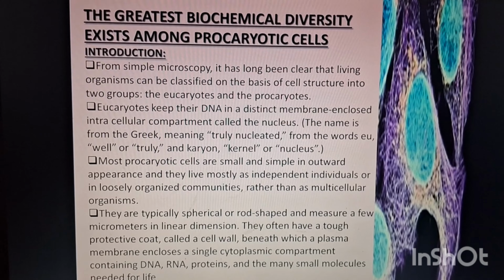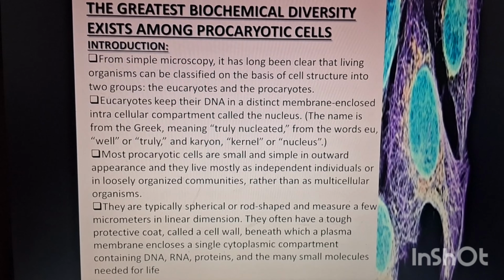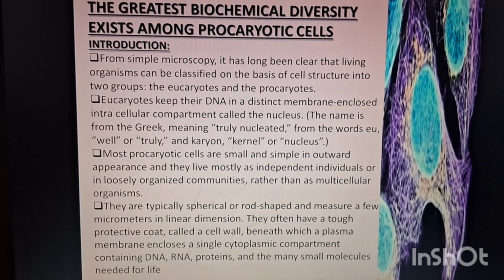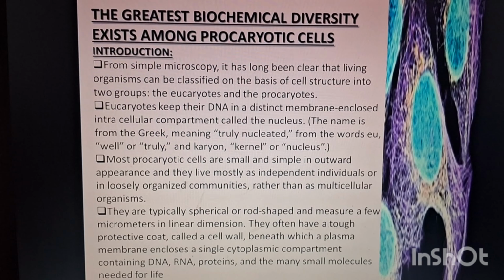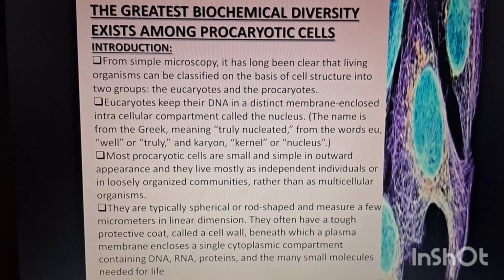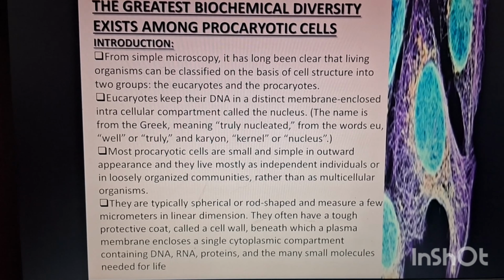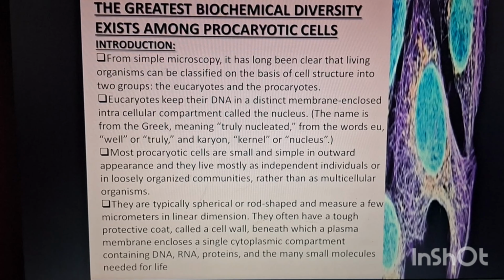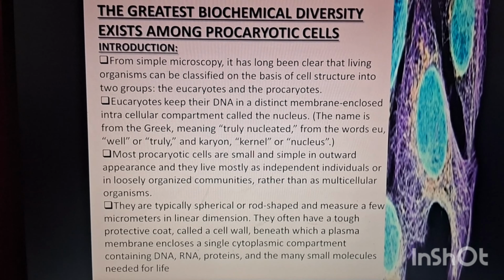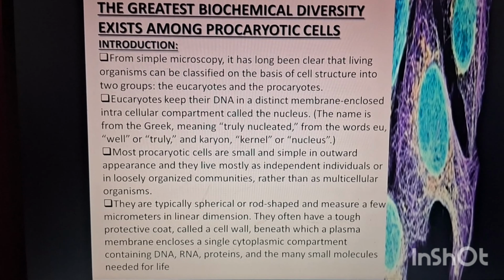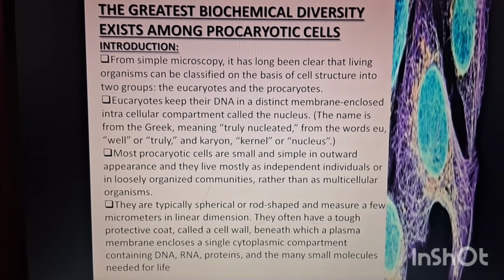Most prokaryotic cells are small and simple in outward appearance, and they live mostly as independent individuals or loosely organized communities rather than as multicellular organisms. They are typically spherical or rod-shaped and measure a few micrometers in linear dimension. They often have a tough protective coat called a cell wall, beneath which a plasma membrane encloses a single cytoplasmic compartment containing DNA, RNA, protein and many small molecules which are needed for life.